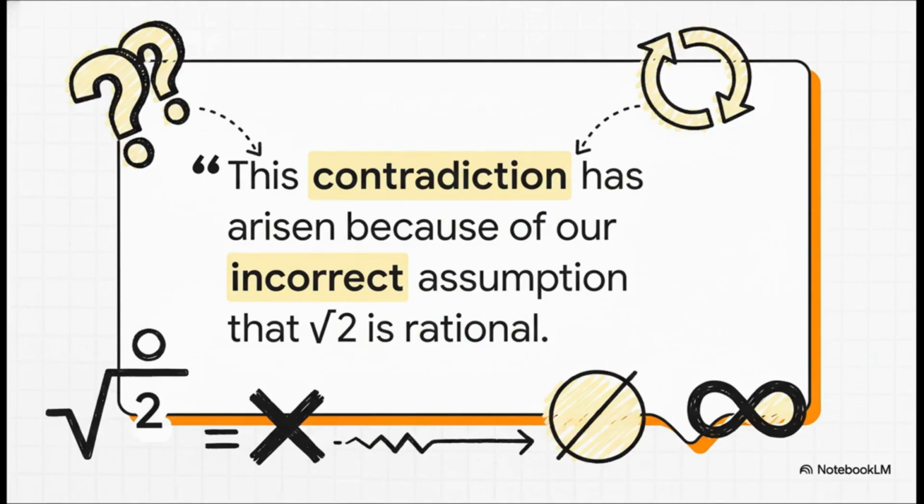See, we've just proven ourselves wrong. We've created a complete contradiction. And when that happens in a proof, it means our very first assumption had to be false. The square root of 2 cannot be written as a fraction. It is irrational. Case closed.